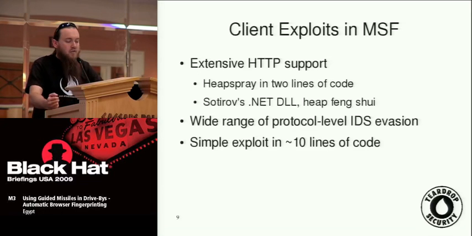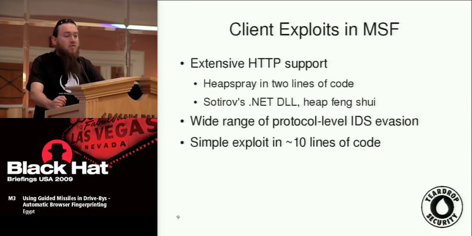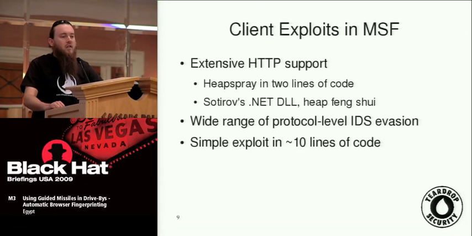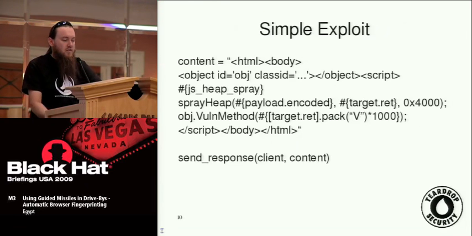We also have support for Sotirov's .NET DLL and his heap feng shui stuff, though that is a little more difficult to use. There's also a wide range of protocol-level IDS evasion. So using HTTP itself to make it more difficult for a NIDS to figure out what's going on, and HTML evasions for making an AV have to work a lot harder to figure out what's going on. But the best part is you can write a simple exploit in 10 lines of code or less. And here's an example of that.